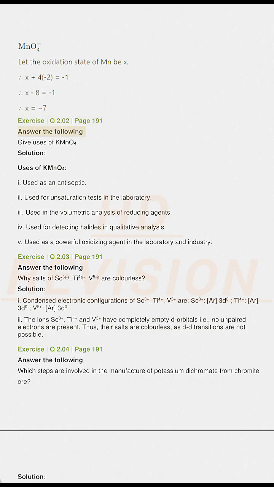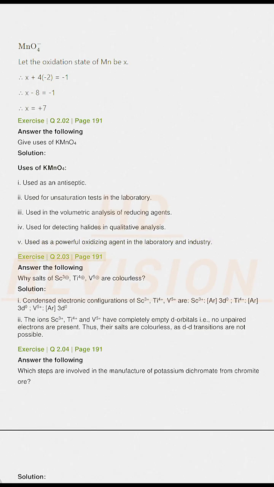Exercise Q 2.02, page 191. Answer the following. Give uses of KMnO4. Solution. Uses of KMnO4. 1. Used as an antiseptic. 2. Used for unsaturation tests in the laboratory. 3. Used in the volumetric analysis of reducing agents. 4. Used for detecting halides in qualitative analysis. 5. Used as a powerful oxidizing agent in the laboratory and industry.